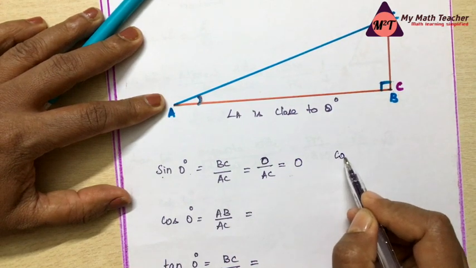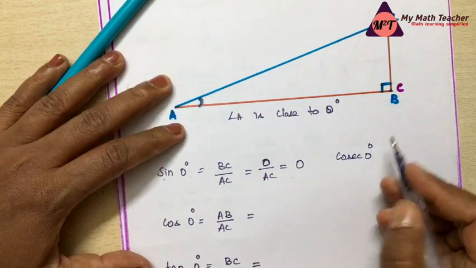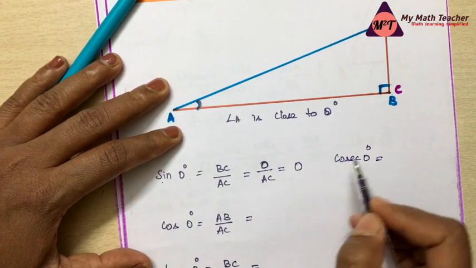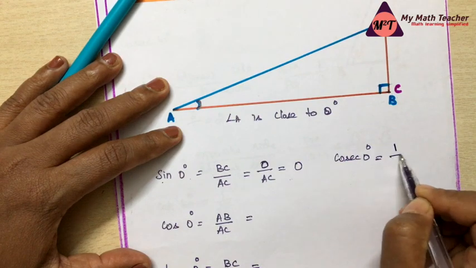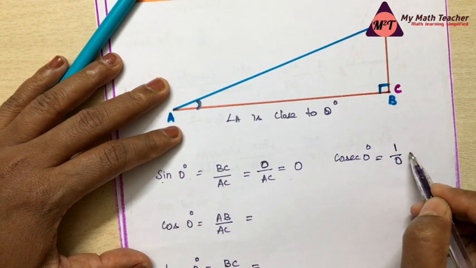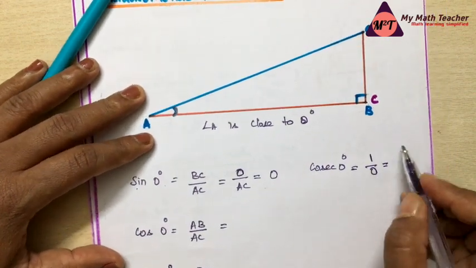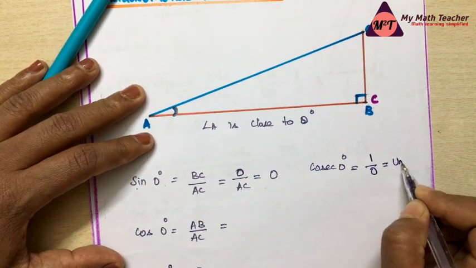Now what will be cosecant? Cosecant 0 will be the reciprocal, that is 1 by 0. But 1 by 0 is meaningless, you can't divide 1 by 0, so it is undefined.